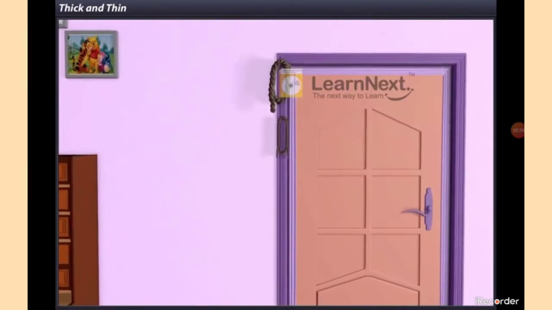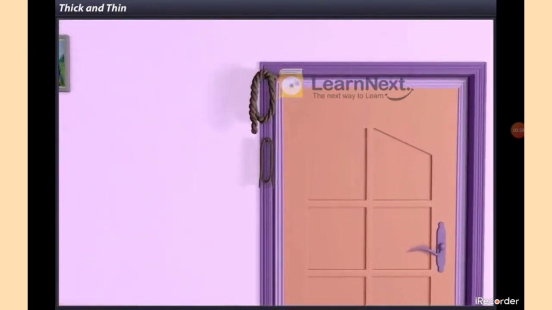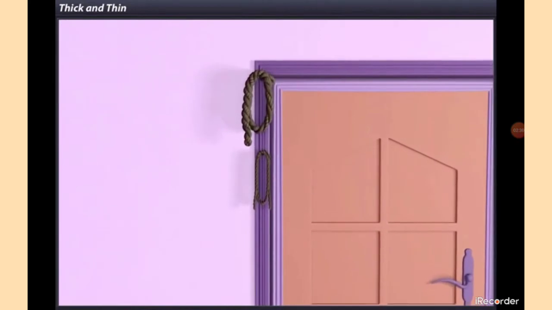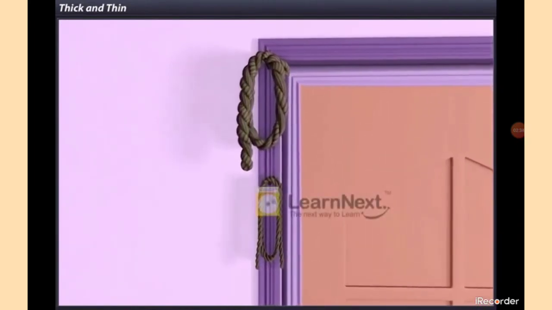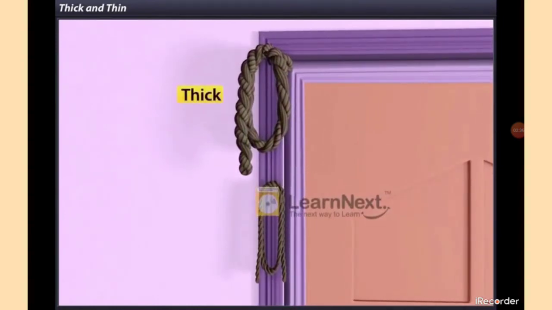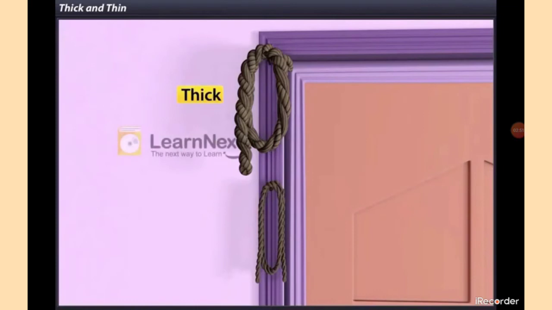I wonder what's hanging on that door over there. Oh, those are bundles of rope. Look, this rope is thick. And that rope is thin. This rope is thick. And that rope is thin.